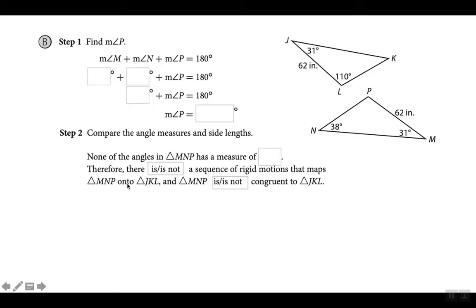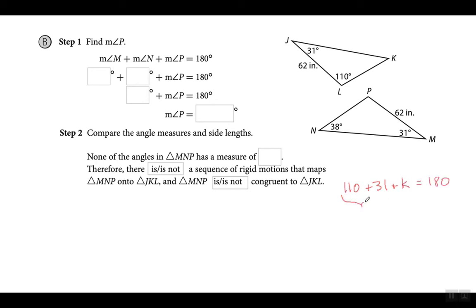Alright, let's look at this one. Without reading the instructions again, I prefer to approach it that way. Let's find this angle that's missing right here. El ángulo que falta aquí. So 110 plus 31 plus, let's call it lowercase k, equals 180.